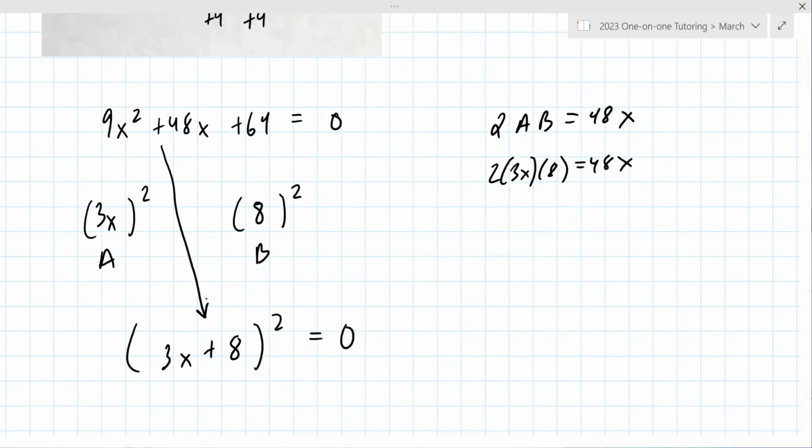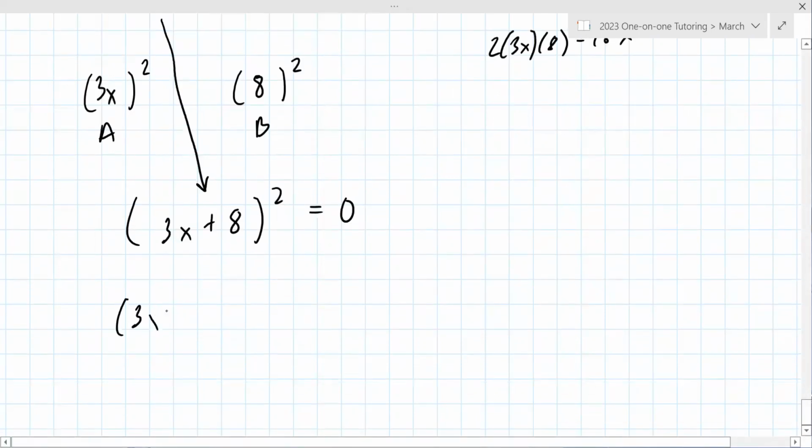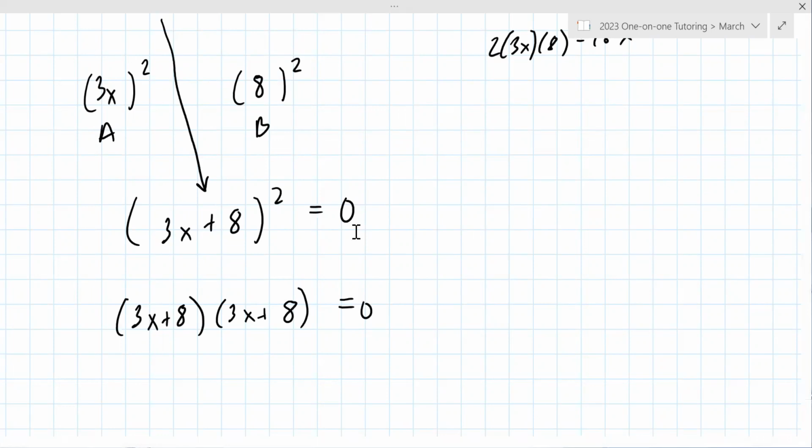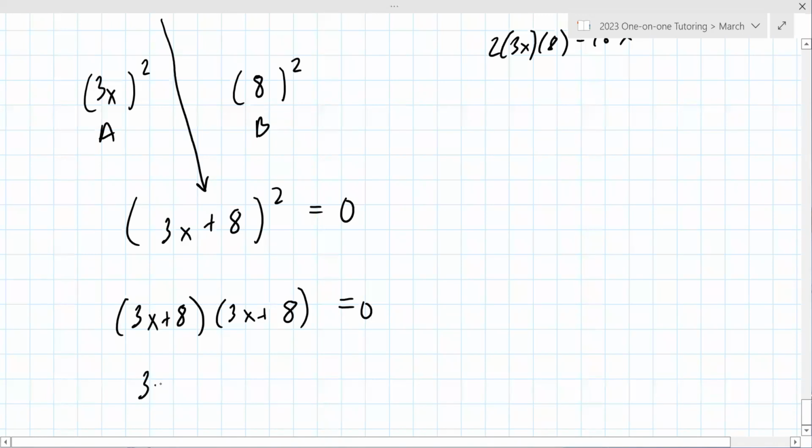Now I'm going to try and summarize this here, but yeah, it's very typical to mix these up because there's so many, they all kind of look the same. All right, so I'm just separating it, right? 3x plus 8 squared means 3x plus 8 times 3x plus 8. You set them both equal to 0, and you solve for x. So go ahead and give me your final answer.